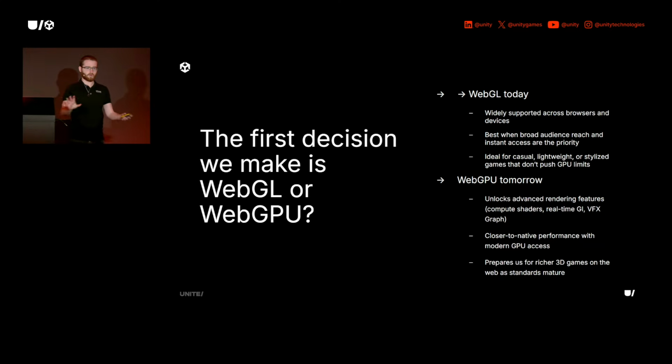For anyone that doesn't know in the room, just to set context, there are different graphics APIs. WebGL is an older graphics API that's been around for a long time. WebGPU is a newer graphics API that allows you to do cooler things, which we'll talk about later. But just to set the context, WebGL essentially enables us to access a wide variety of devices. It's supported pretty much everywhere, and it allows us to reach a large audience, essentially.